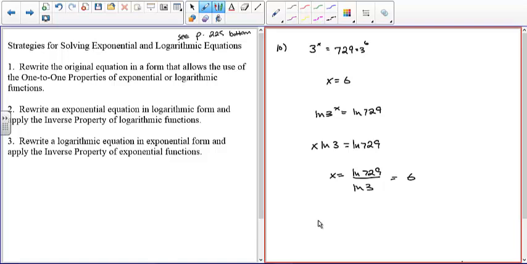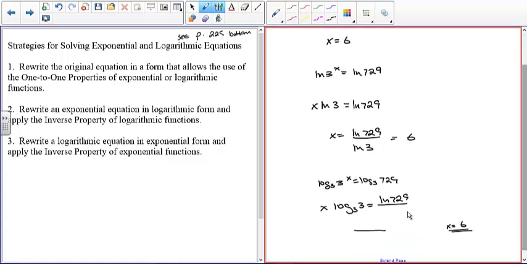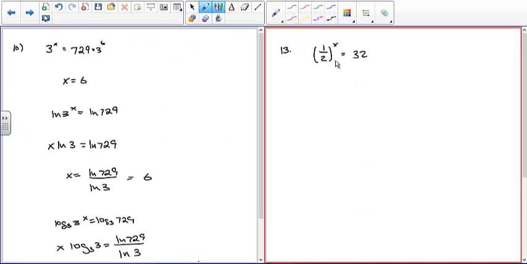If I had done log base 3 of both sides, 3 to the x and log base 3 of 729, you bring x out and get x times log base 3 of 3. Here we have log base 3 of 729, but I don't have that in my calculator, so I could use the change of base formula, which is the same thing that I got over there.